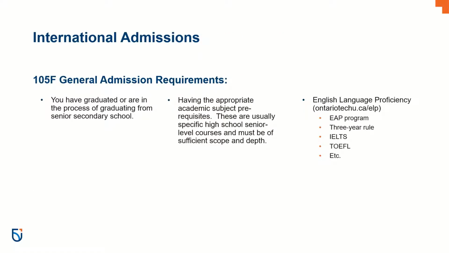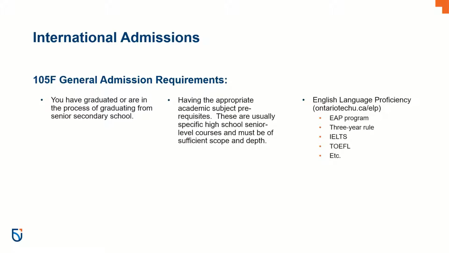Generally speaking, consideration for admission to our undergraduate programs currently requires that you have graduated or are in the process of graduating from senior secondary school. You must also have the appropriate academic subject prerequisites. These are usually specific high school senior level courses that are completed in your final year.